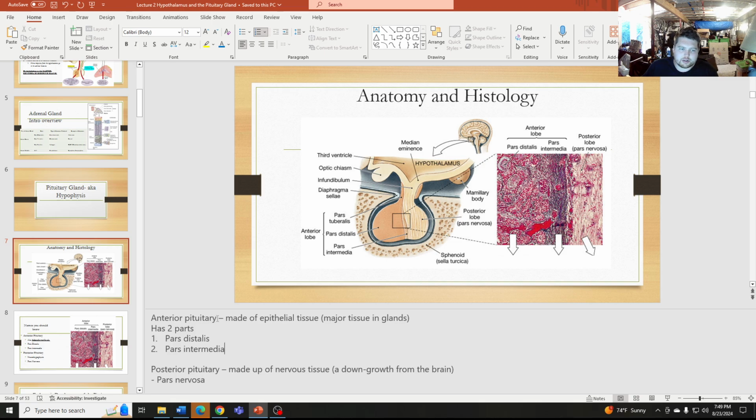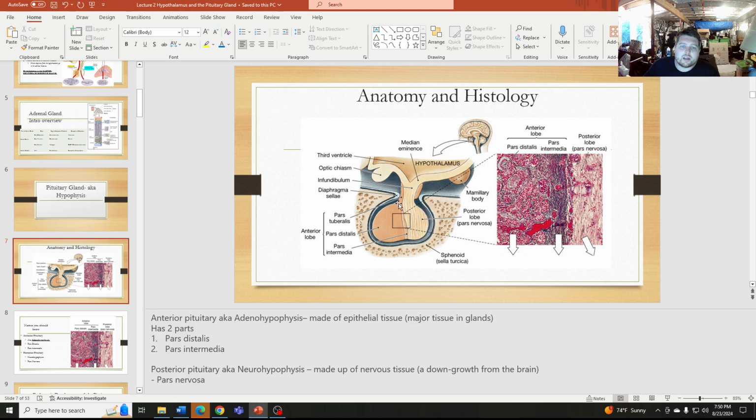So the anterior pituitary, also known as our adenohypophysis, and then our posterior pituitary, also known as our neurohypophysis. That has to do kind of with embryology, which we'll get into. We'll just touch on that so you can understand the basics of why it is what it is.